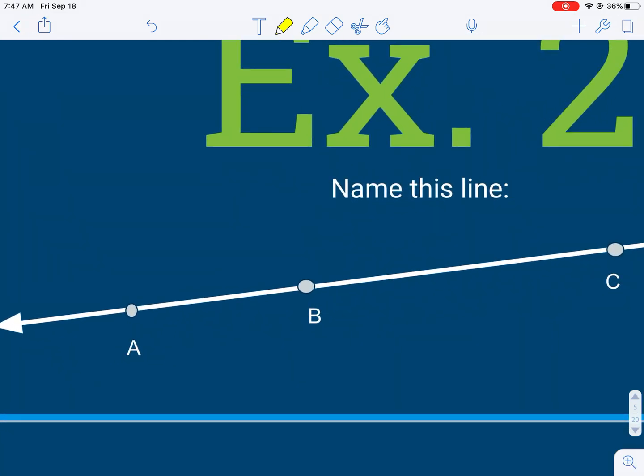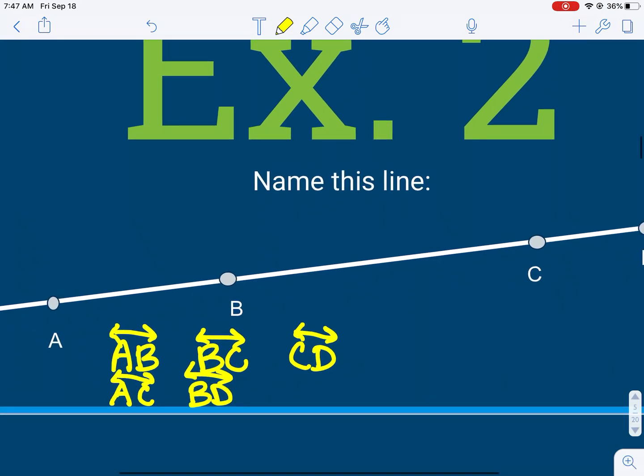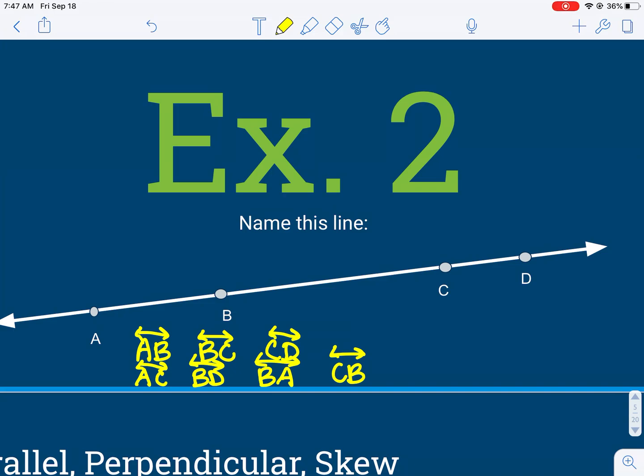So if I wanted to name this line, I could call this AB. I could also call it BC. I could call it CD. I could pick AC. I could pick BD. I could flip any of those, so I could have BA. I could have CB, etc., etc. There are so many combinations. You pick any 2 letters, draw the little line up above.